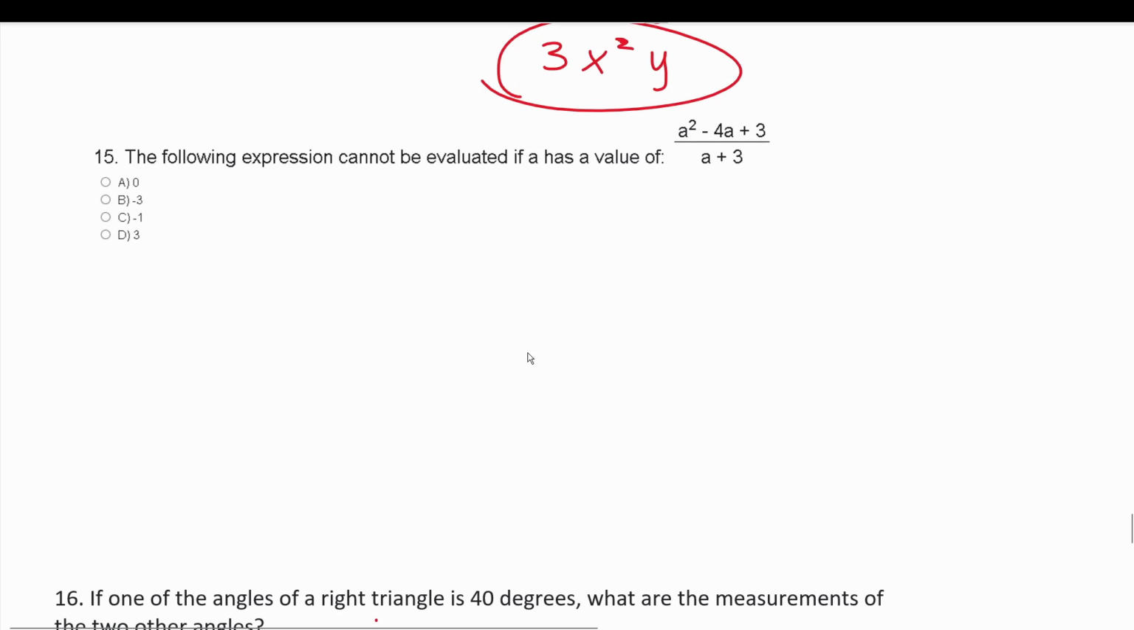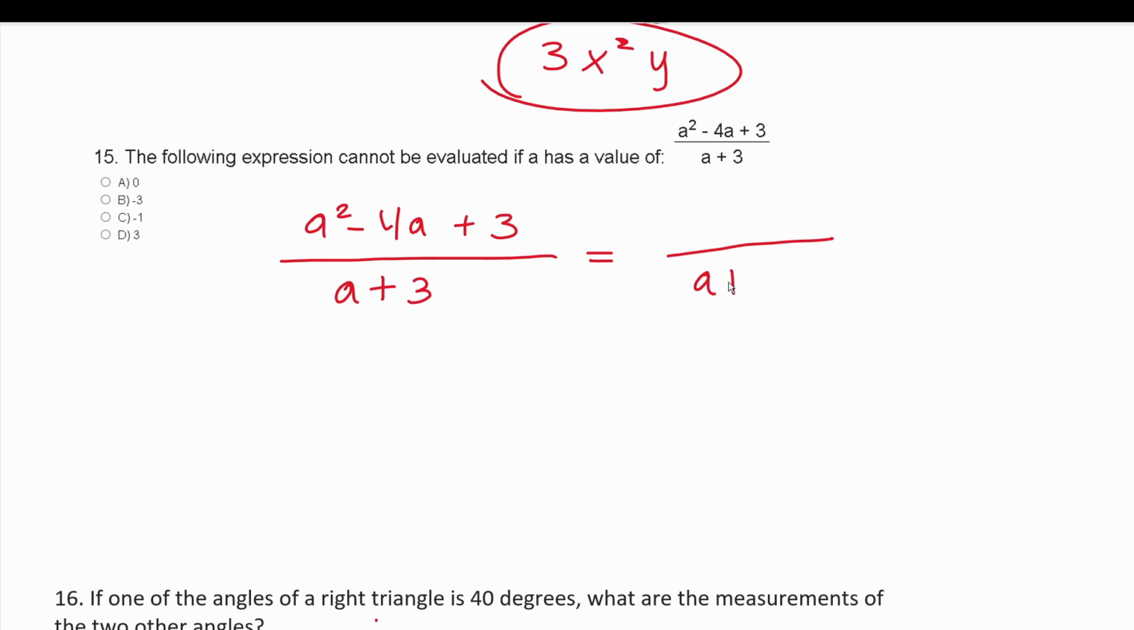All right, number 15 says the following expression cannot be evaluated if a has a value of, and we can see our expression as a squared minus 4a plus 3 over a plus 3. The very first thing I want to do is attempt to simplify this expression. In case it's not obvious, we have a quadratic in the numerator, and it has a leading coefficient of 1. And typically we can simplify those by factoring them like this.